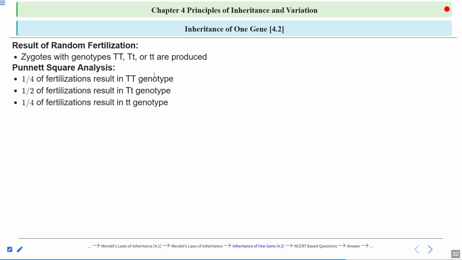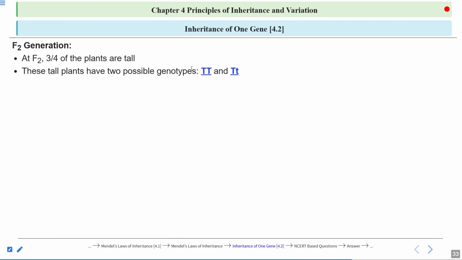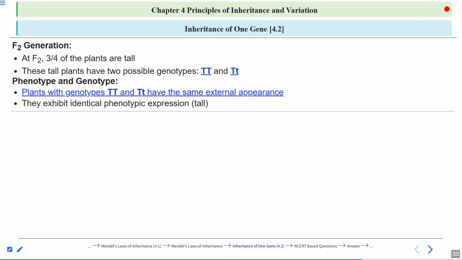Okay. So this we have already discussed. 1/4 will be capital T capital T, 1/2 will be capital T small t, and 1/4 will be small t small t. Means 1:2:1 ratio. In the F1 generation, we have already seen that the phenotype was tall. This was because of dominance of one gene. In the F2 generation, a 3:1 phenotypic ratio is observed. Okay, clear? This we have already discussed.